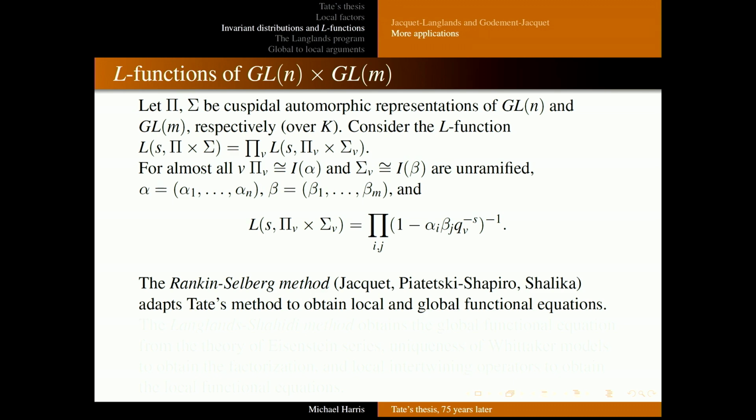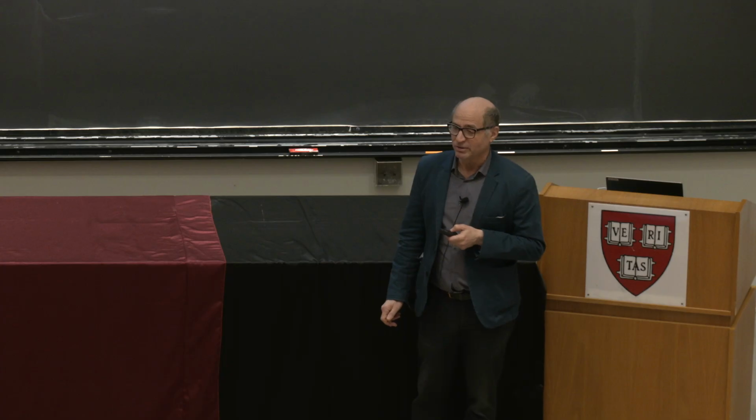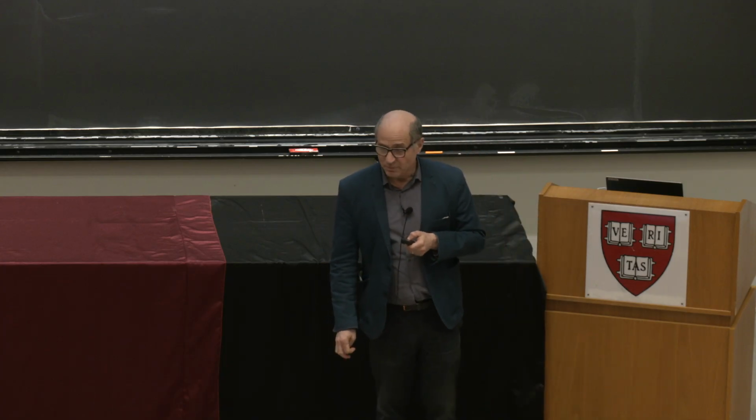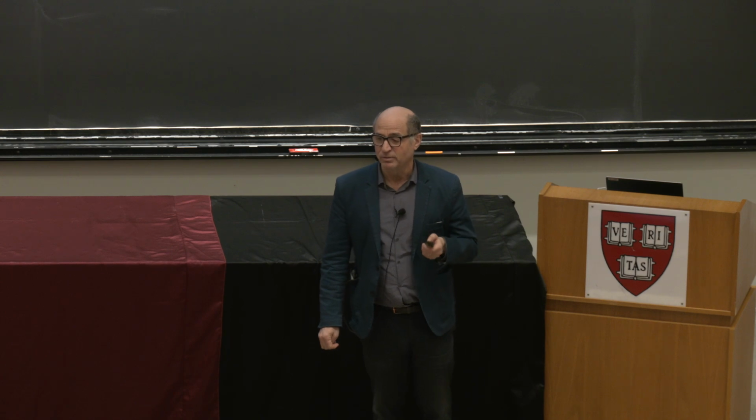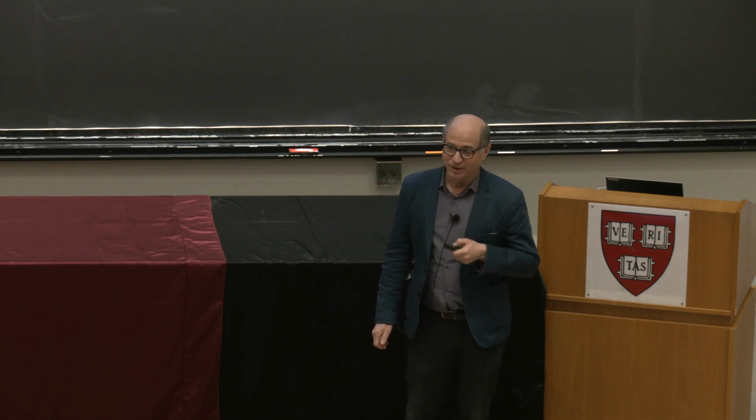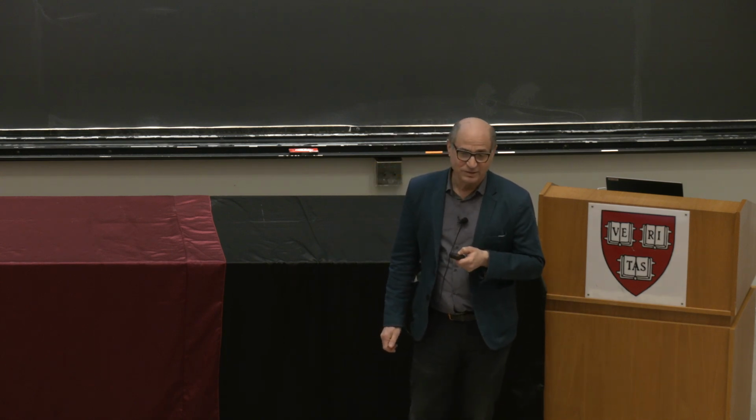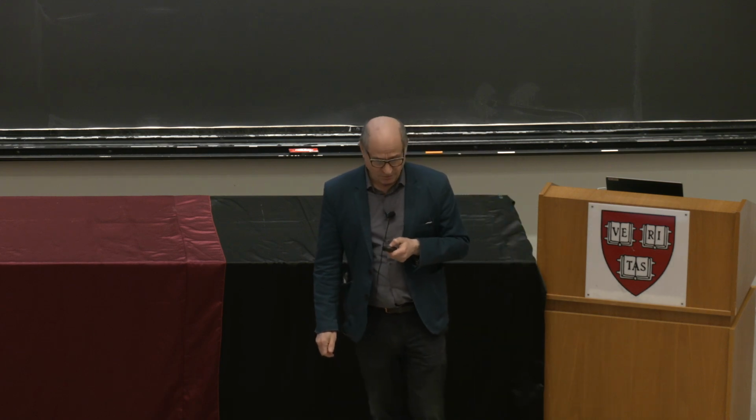Now, the Rankin-Selberg method of Jacquet, Piatetski-Shapiro, and Shalika is an adaptation of Tate's method to obtain local and global functional equations for these L functions. I haven't told you what the local factors are at the ramified primes. And it took quite some time for them to work out all the details, but you have to look at Tate's method carefully to realize that that's just what they're doing, but that's in fact what they're doing.